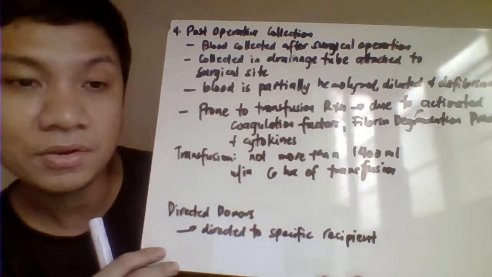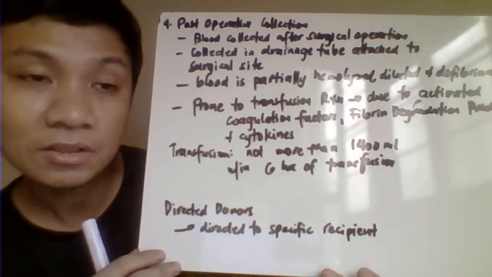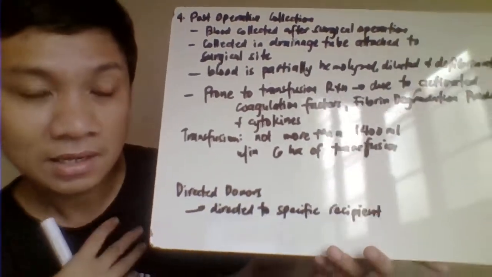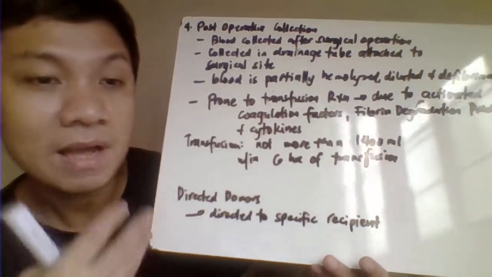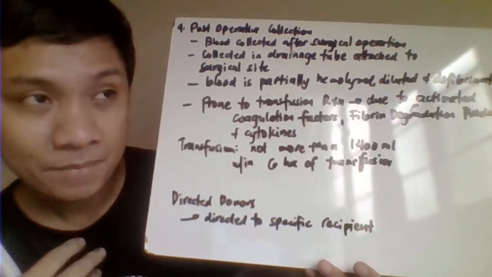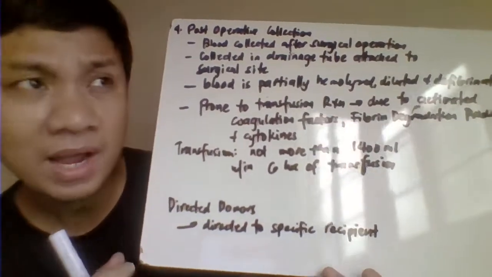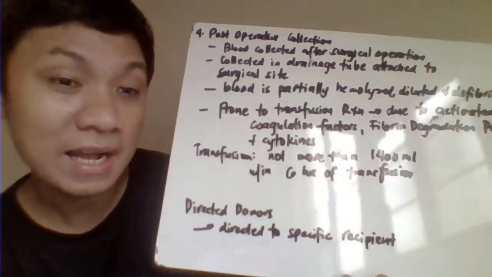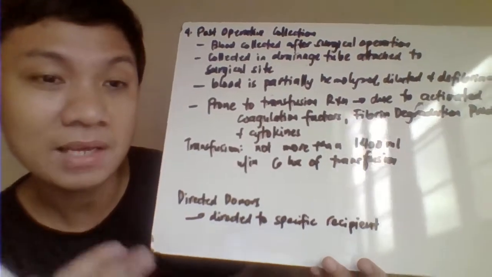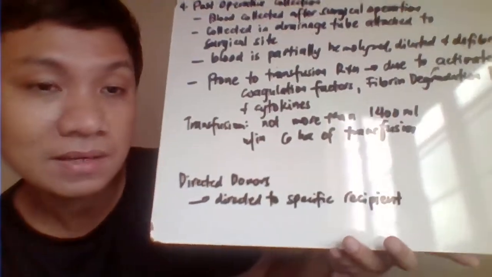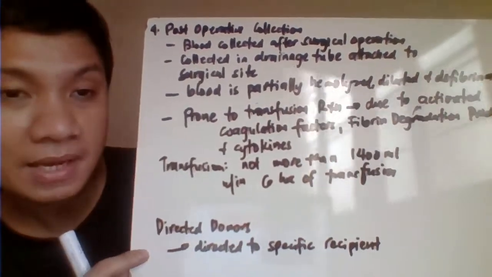When we say directed donor, this is a type of blood donation wherein our donor donates blood for someone else. So it is already intended for whom the donated blood is for. Most likely relatives who are in need. So that blood is intended for an intended recipient. That becomes your directed donor.